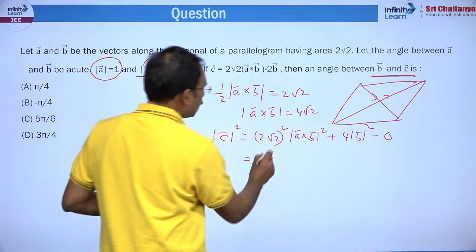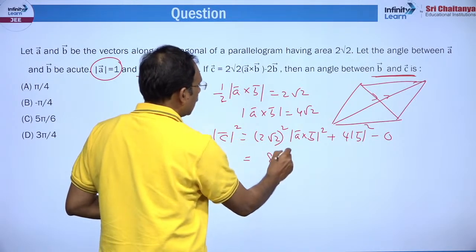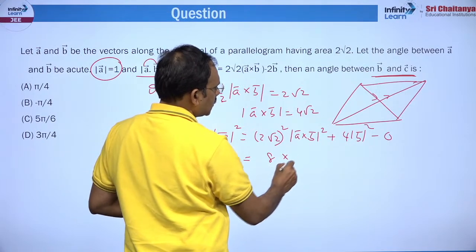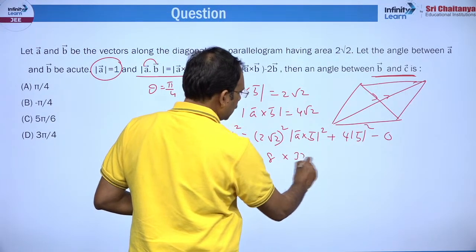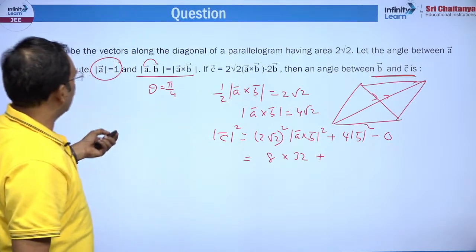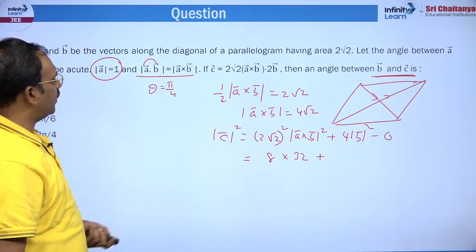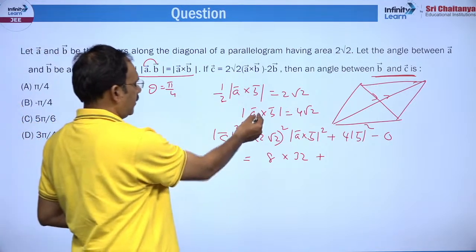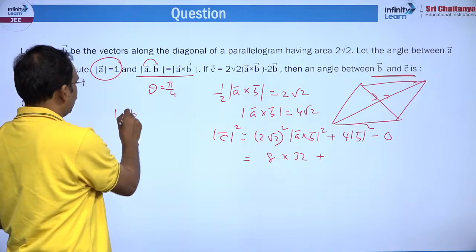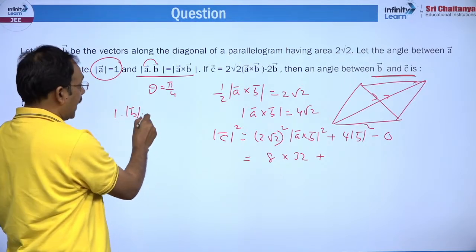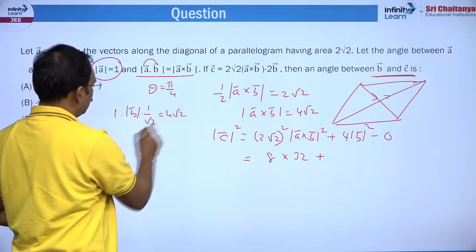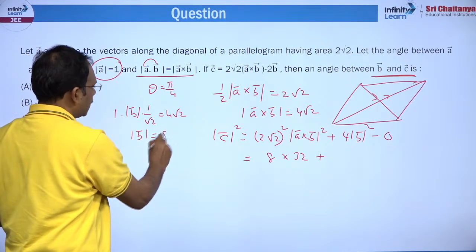So, 2 root 2 whole square is 8, the magnitude of A cross B squared is 16 into 2, 32. The magnitude of B bar is already given here. If not, you can find the magnitude of B bar, because from this, the magnitude of A is 1, the magnitude of B bar we do not know, the angle between them is sin 45, 1 by root 2, equal to 4 root 2, which is the magnitude of B bar is 8.